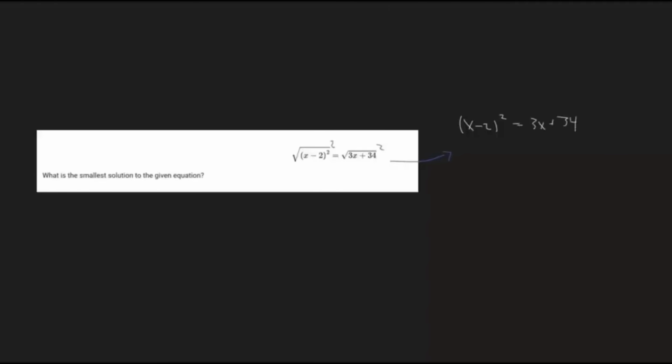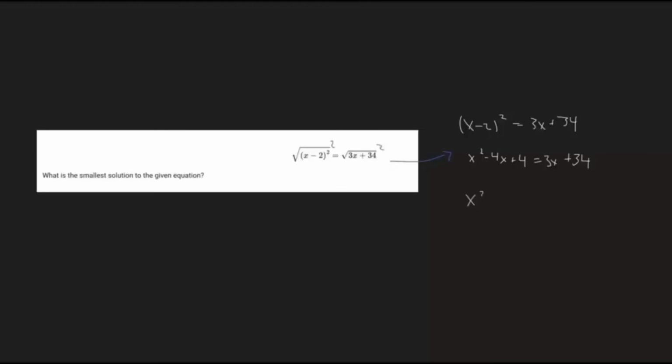And so now we know that (x − 2)² can be rewritten as x² − 4x + 4. And we can set this equivalent to 3x + 34. And so now we just want to get everything on one side, right? Because then it's going to become a quadratic equation in which we can just factor and solve for the zeros. So here, if we subtract 3x and subtract 34, we'll get the following.